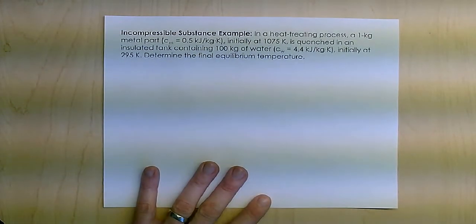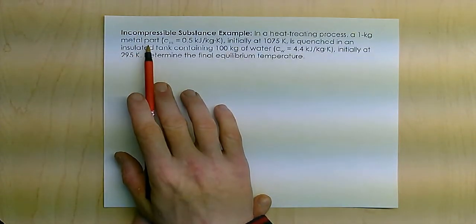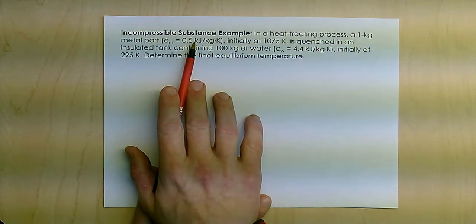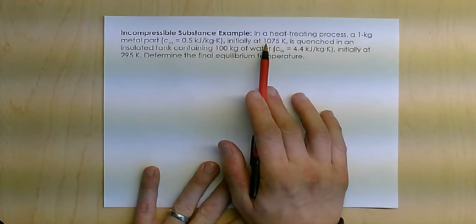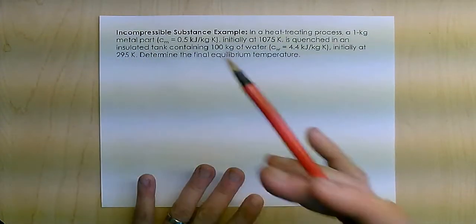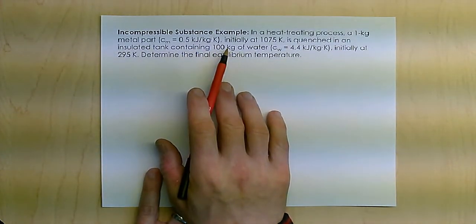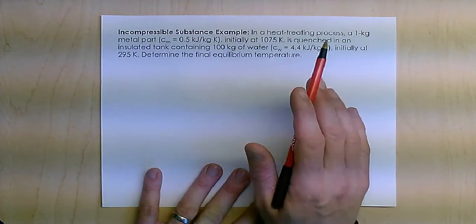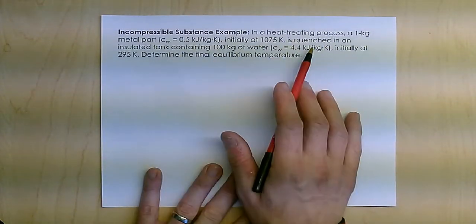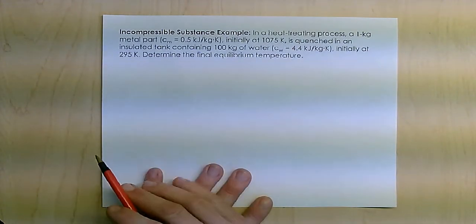Okay, we have a heat treating process here where I throw a 1 kilogram metal part, which has a specific heat given here. It's initially at 1075 Kelvin. I throw that into a huge insulated tank of water with 100 kilograms of water in it with a specific heat of that. And you can see the specific heat of water is like 9 times bigger than the specific heat of the metal.